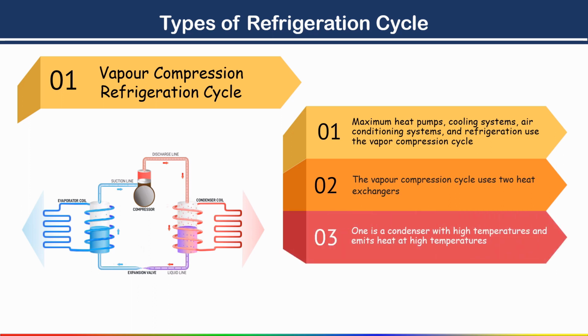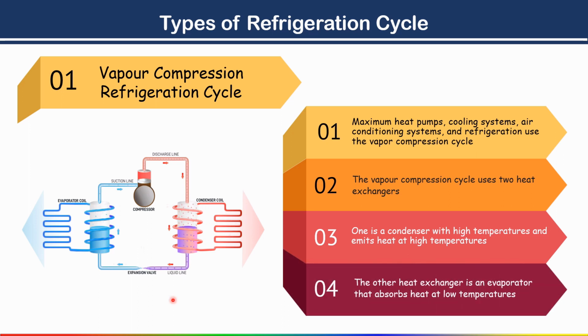What are they? One is a condenser, which operates at high temperature and emits heat at high temperature. The condenser or cooler consists of a coil of pipe in which the high pressure and high temperature vapor refrigerant is cooled and condensed. You can see in this figure the condenser coil is shown.